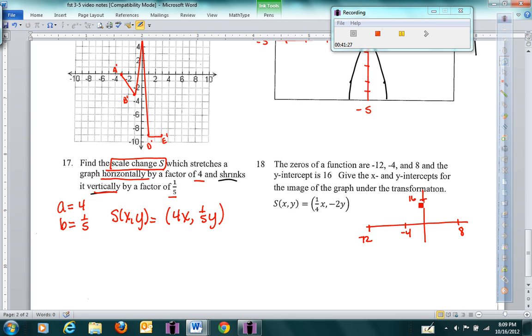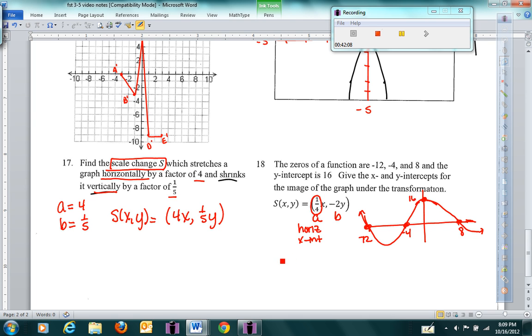Okay, so let's see what that might look like. Something like this, maybe. Some graph that looks kind of like that. So the zeros are the x-intercepts, and the y-intercept is up here at 16. Give the x and y-intercepts for the image of the graph under this transformation. So here's your A, and here's your B. All right? Now, the A is the horizontal. On the horizontal, we find the x-intercepts, don't we? So the x-intercepts are all going to get compressed by 1/4.